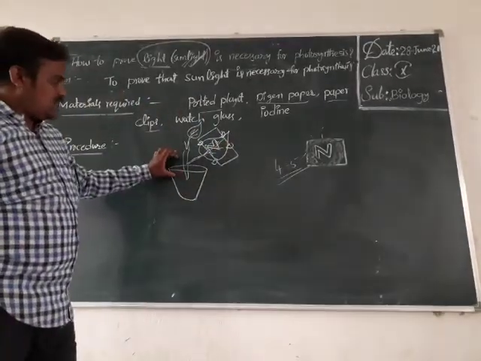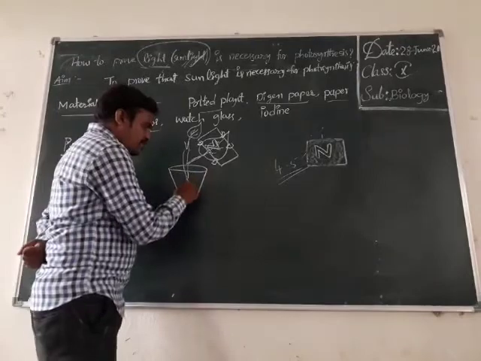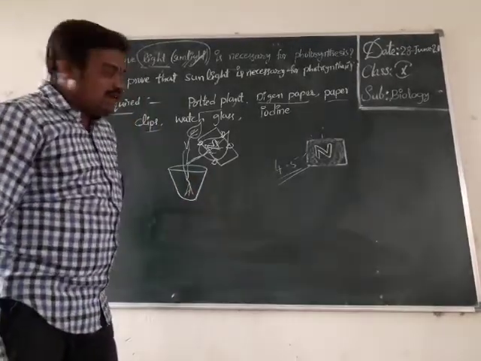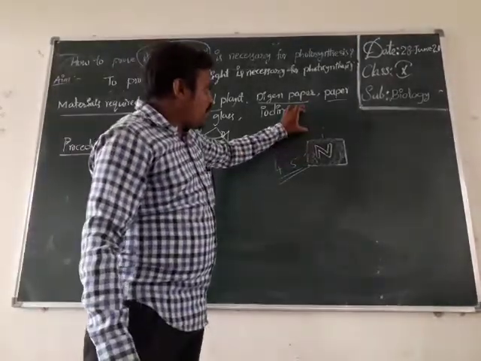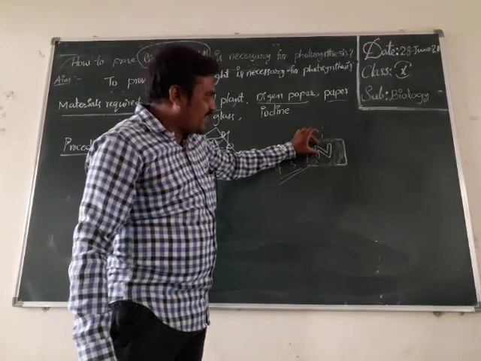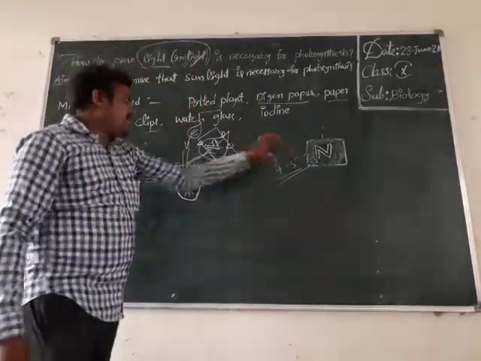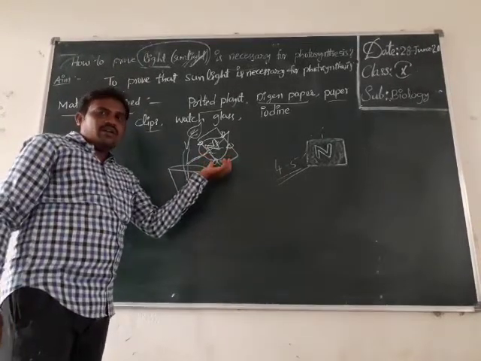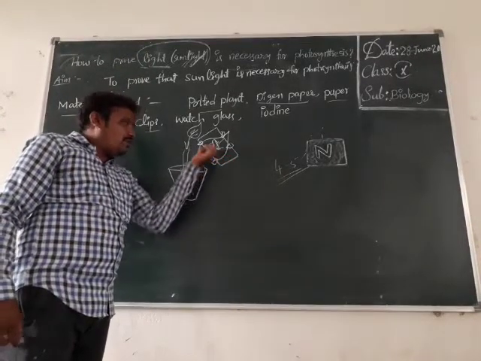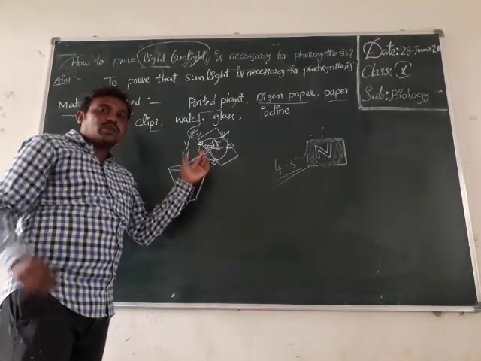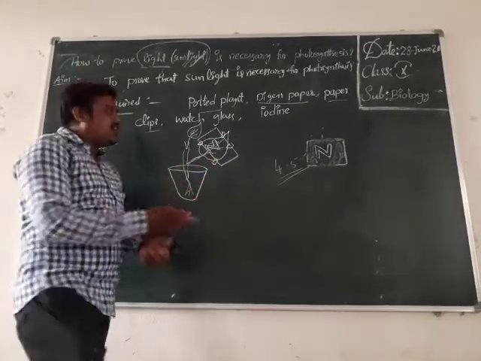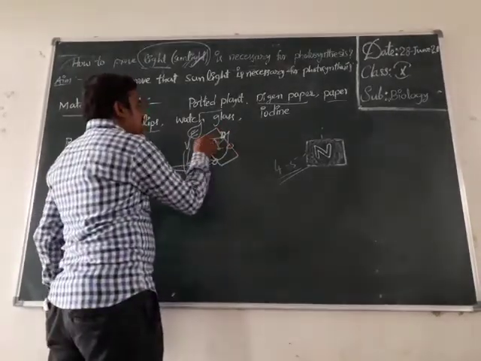First of all, we take a potted plant and keep it in the dark. Next, take a black paper and cut it with your own design, like a star or any letter or symbol. Arrange this black design paper on one of the leaves of the potted plant, on both sides, with the help of paper clips.